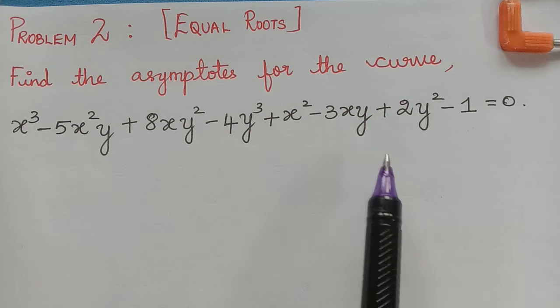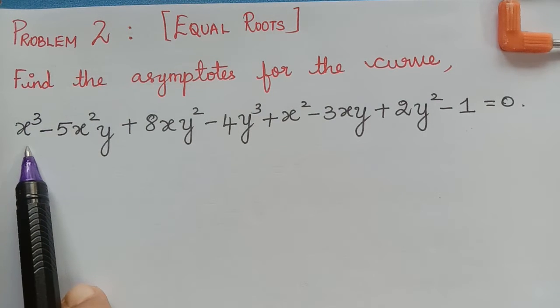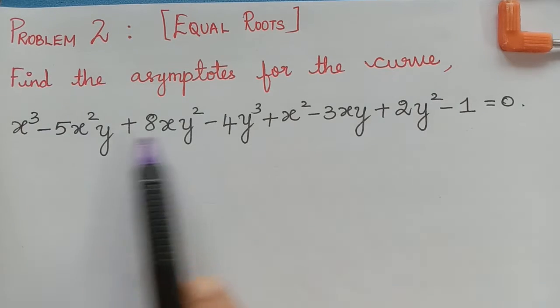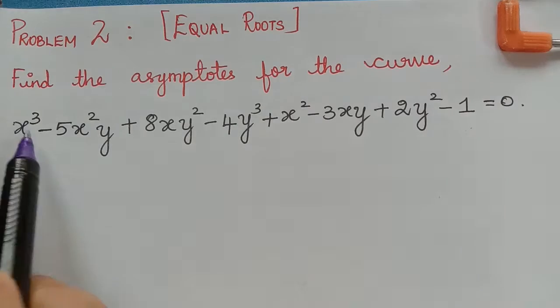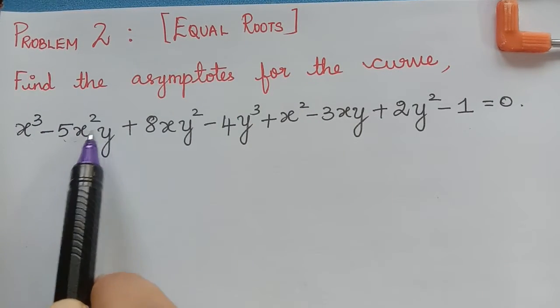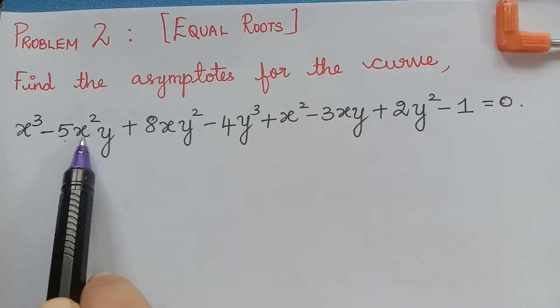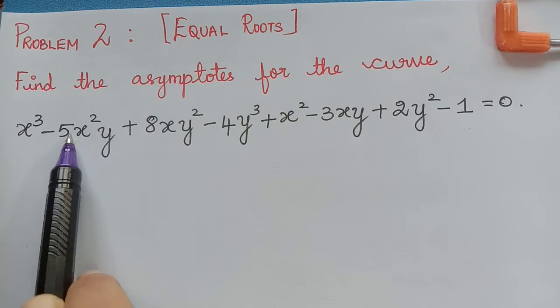So what is the degree of the equation? The highest power is the degree of the equation. And we could see that the highest power is 3, because for x we have x cube here, and for this term it is x square and y. So we have to add the powers of these two variables in order to get the degree of this term.